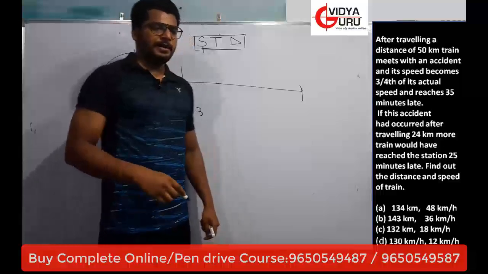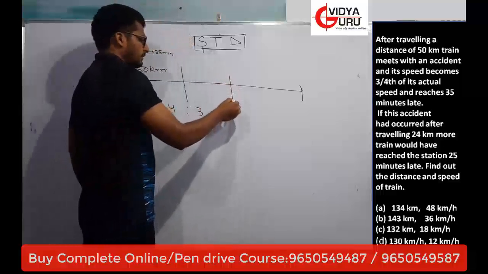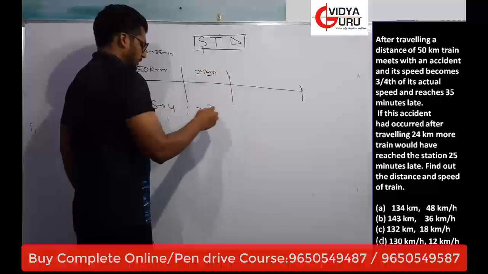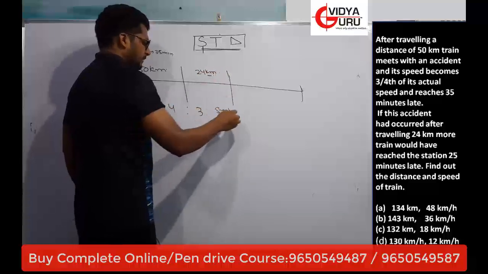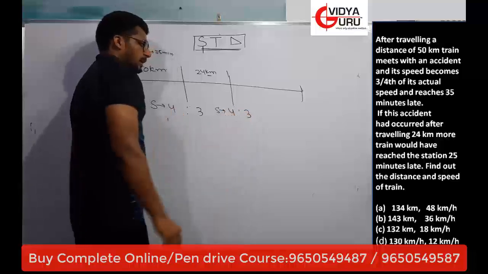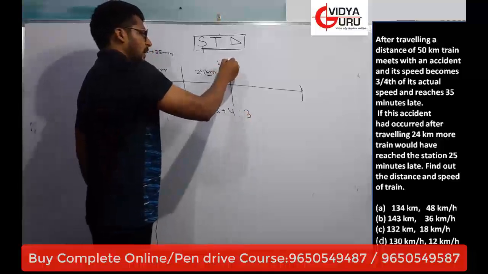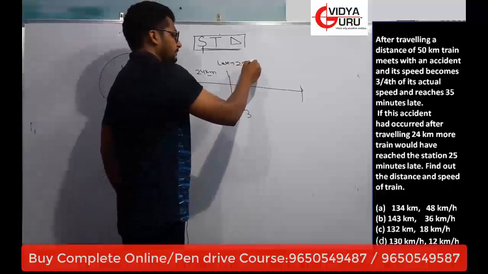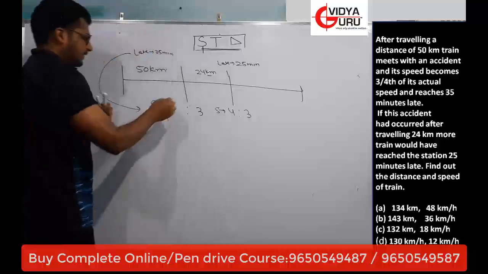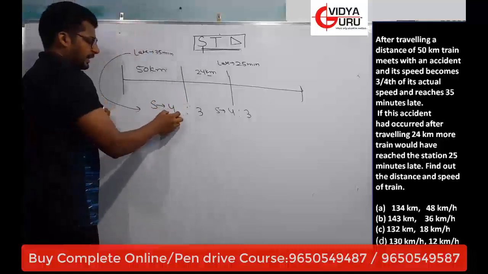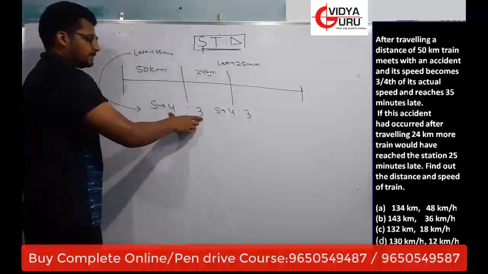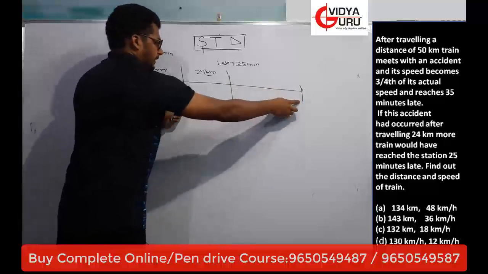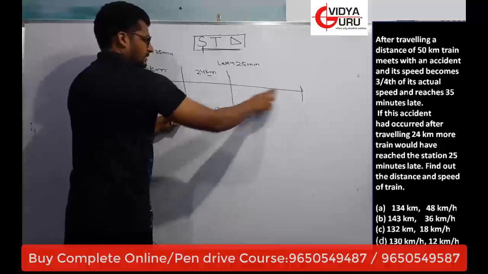If the accident occurred 24 km further, if the train had covered 24 km more and then the accident occurred, the same thing will happen, the speed will become 4 to 3, but now it reaches late due to the accident by 25 minutes. If the accident occurred here, the train was moving with a speed of 4, but now is moving with a speed of 3.